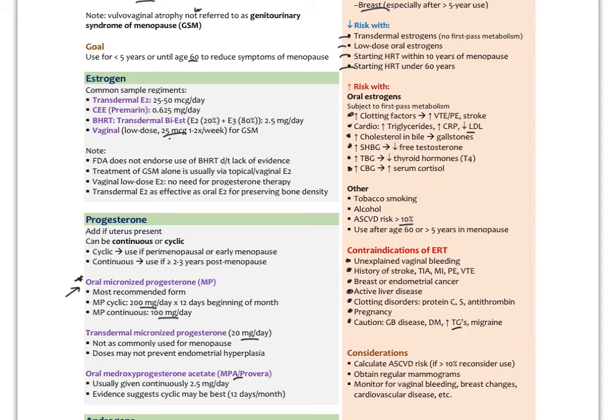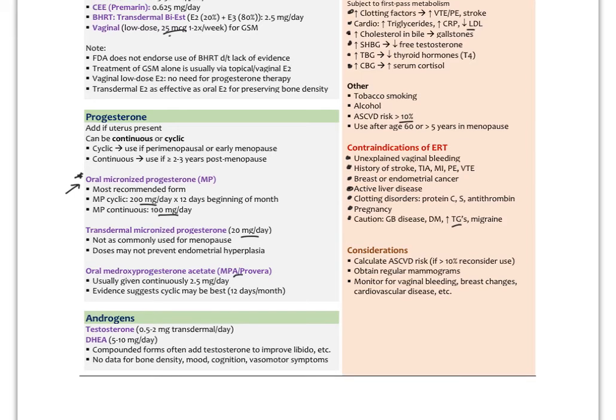Some considerations would be to calculate the ASCVD risk in a woman before prescribing. If her 10-year ASCVD risk is more than 10%, then we should not really consider estrogen replacement therapy. We need to get regular mammograms and then monitor for any vaginal bleeding, breast changes, or cardiovascular disease. All right, so that is, in a nutshell, what we need to think about with hormone replacement therapy.